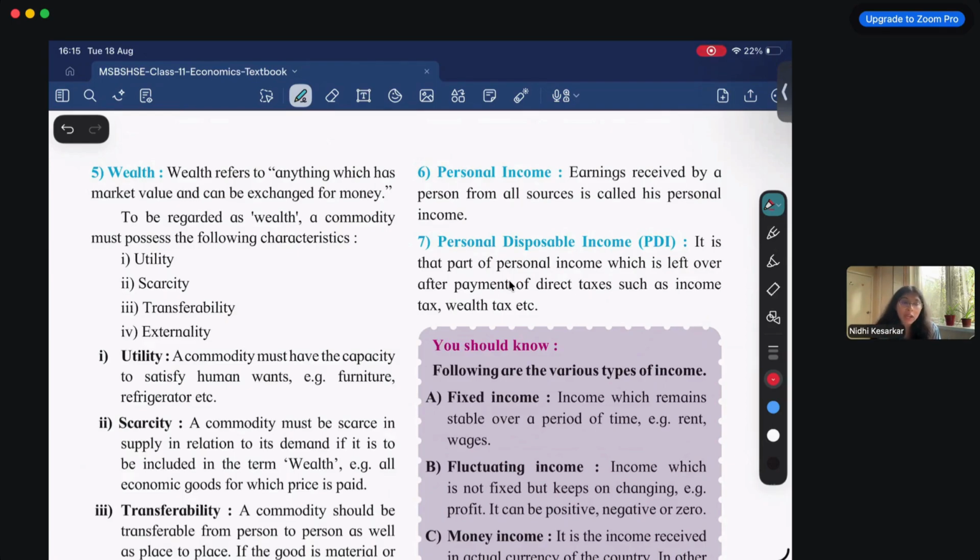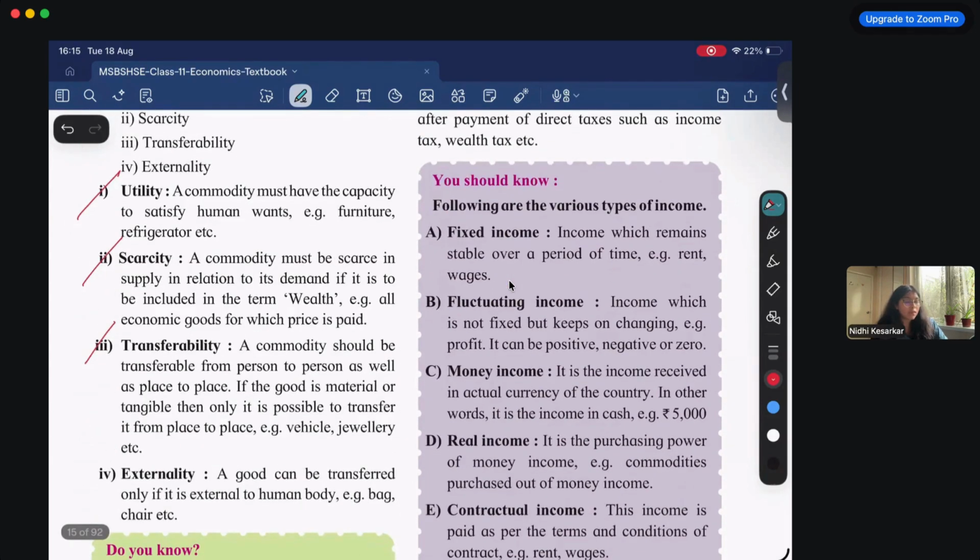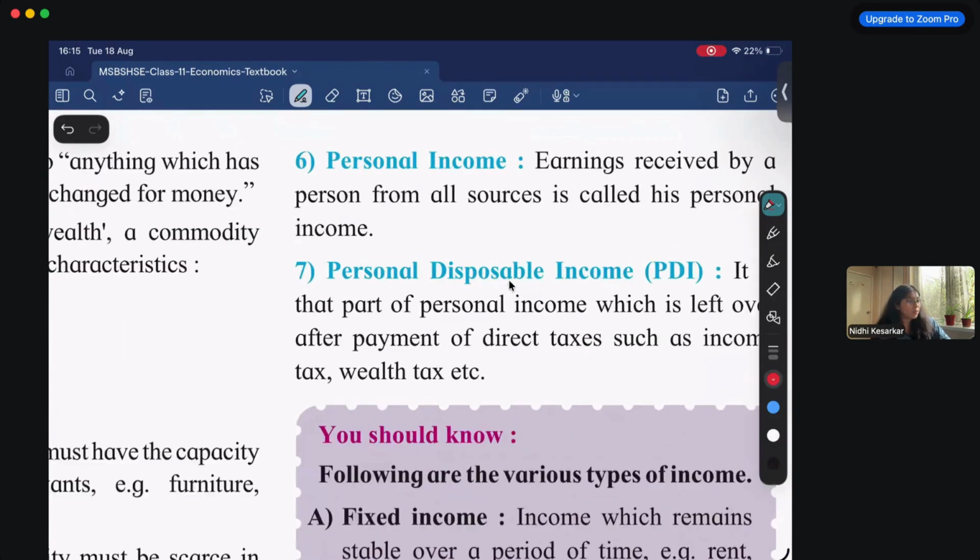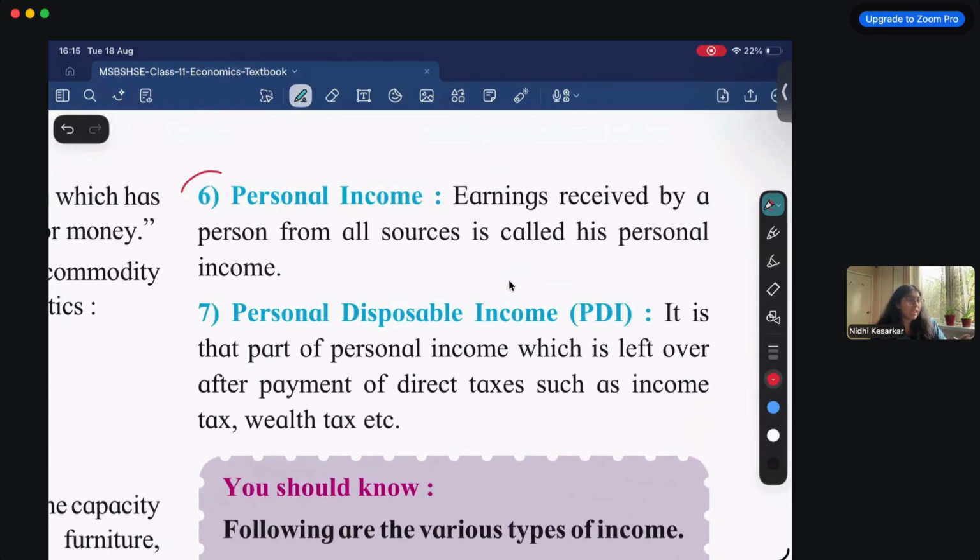We are still covering basics of microeconomics, basic characteristics of microeconomics, and last time we covered wealth. Okay, we're done with wealth. We discussed utility, we discussed scarcity, we discussed transferability, we discussed externality. Now let's move on to the sixth point, which is personal income.